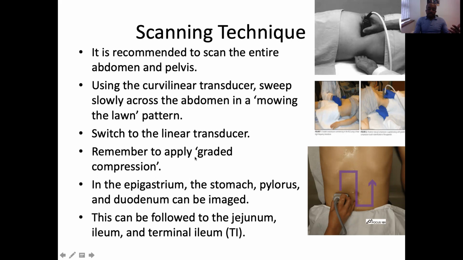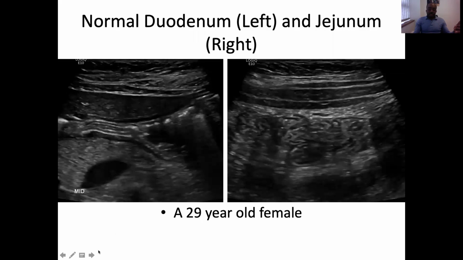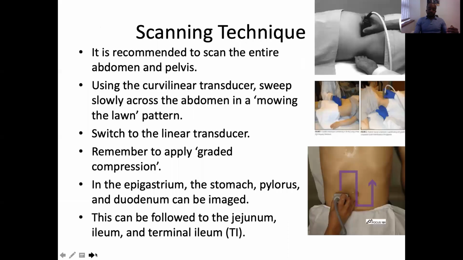So apply graded compression, and when you're in the epigastrium here, you tend to see the stomach, the pylorus, and usually the duodenum, which is what I showed you here. So that's the epigastric region, the epigastrium. You see more of the stomach, the pylorus, and the first part of the duodenum. And if you come down a bit, you can then see the jejunum, like the transverse colon.